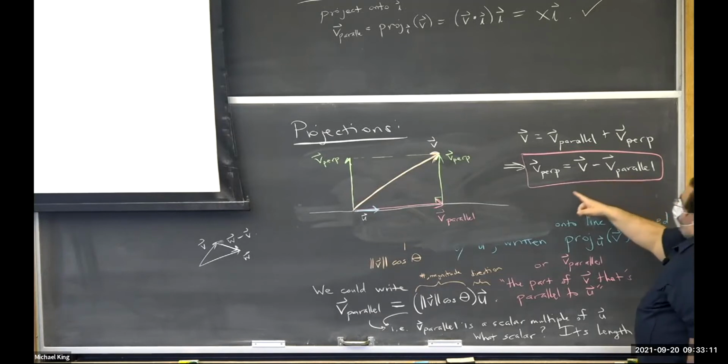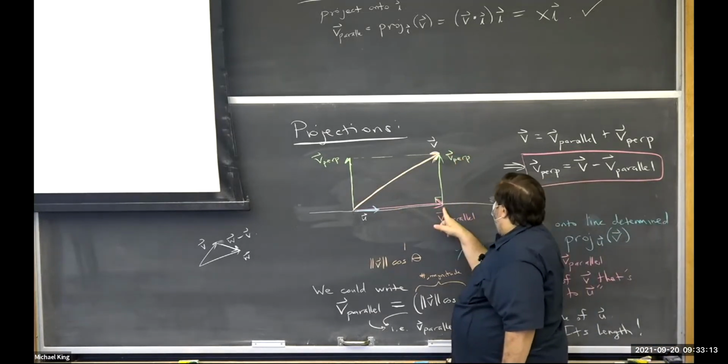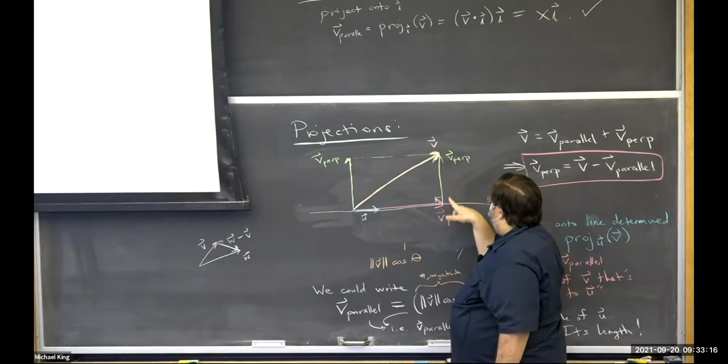But that's another way to think about this too. What am I adding to V parallel to get V? Well, I'm adding this vector, so it's V minus V parallel.